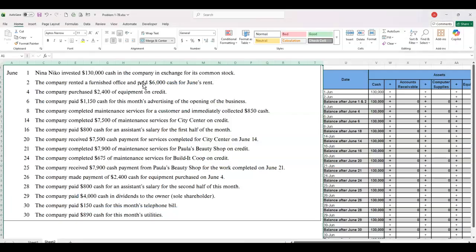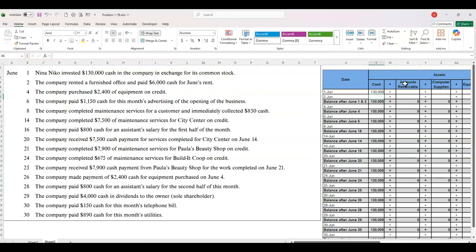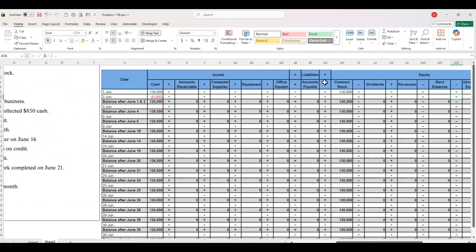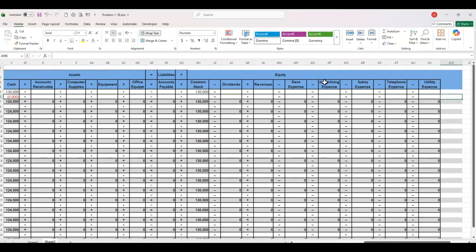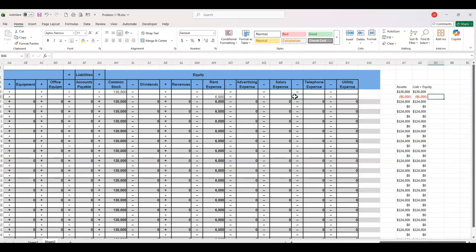So we rented a furnished office space and paid $6,000 for June's rent. So cash is going to go down. We paid $6,000 in cash. Put that in as a negative. And I'm going to go over here until I find rent expense. I put it in here. There it is. And it's already got a negative sign in front of it. I'm using it as a negative, and if we go over here, we should see that assets went down and liabilities and equity went down by $6,000.